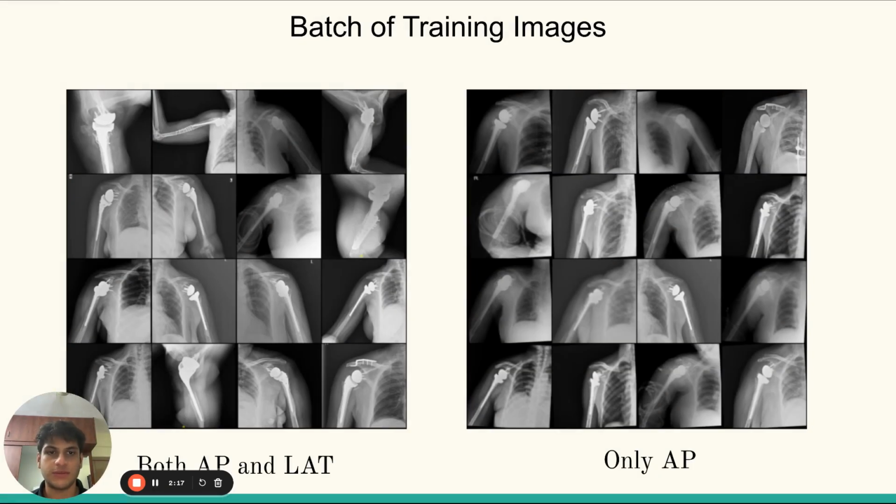Here, the images are fed to the model in various batches. Here is what a single batch of training images looks like, for both AP and LAT, and also for only AP on the right.